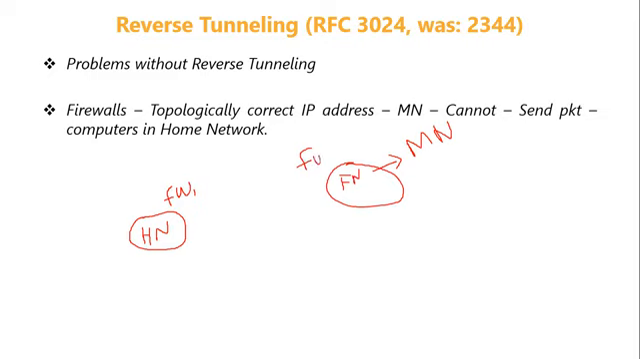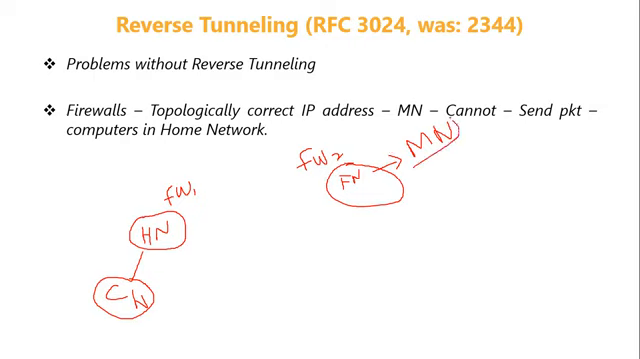So we are discussing why reverse tunneling is required. Why can't the mobile node communicate directly with the CN? Let us assume the correspondent node is in the home network. Now the mobile node wants to communicate with it.